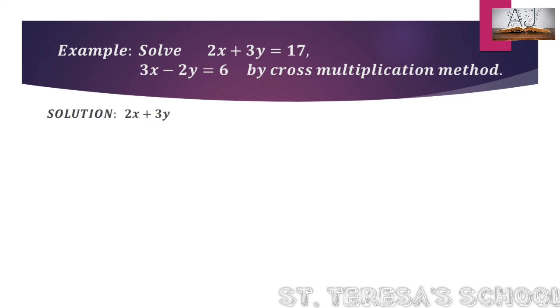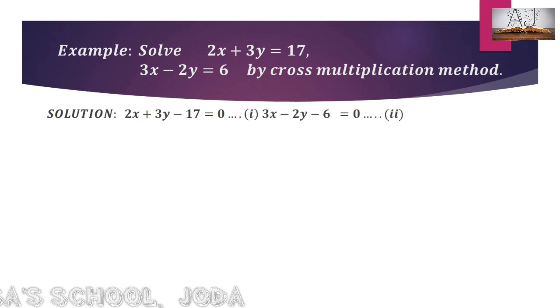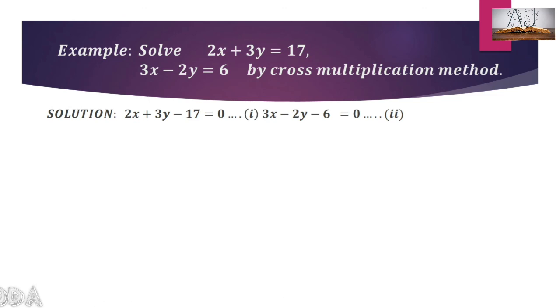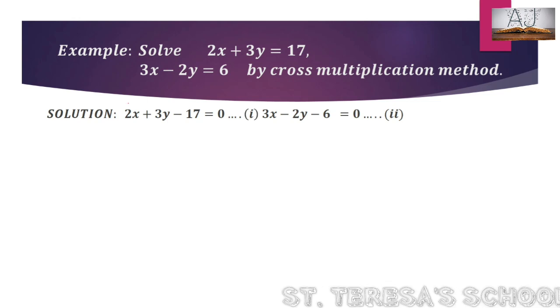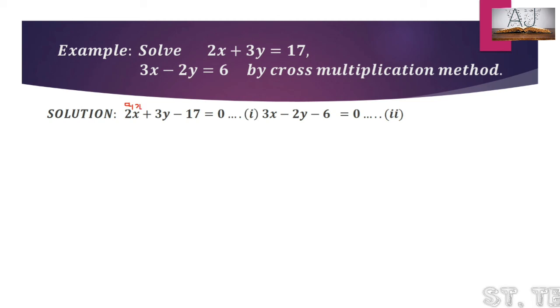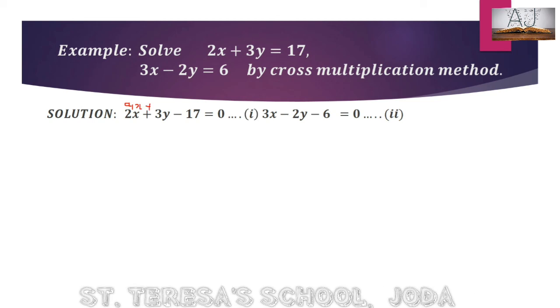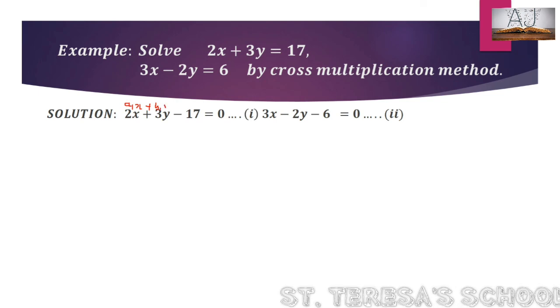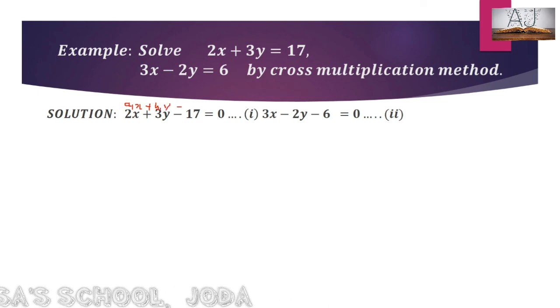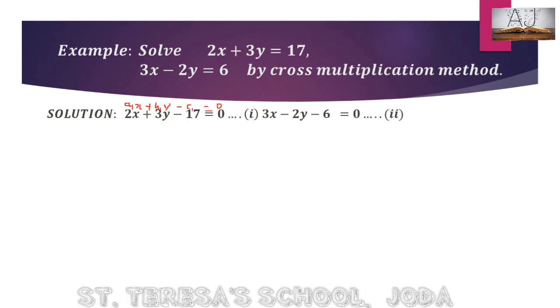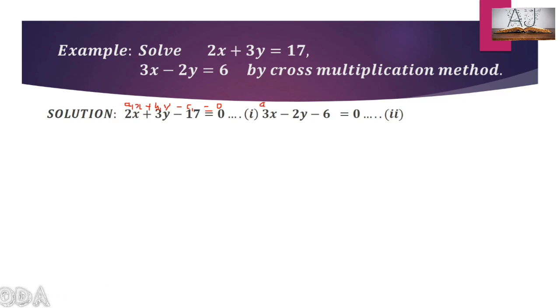Let us see this example, okay? Like we have 2x plus 3y minus 17 equal to 0 and 3x minus 2y minus 6 equal to 0. It's already in the format. Which format? You can see the first equation, 2x plus 3y minus 17 equal to 0. So 2 is a1, 3 is b1, and minus 17 is c1. So isn't it in the format a1x plus b1y plus c1 equal to 0?